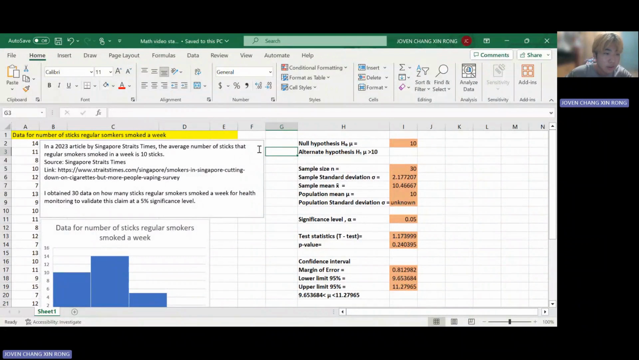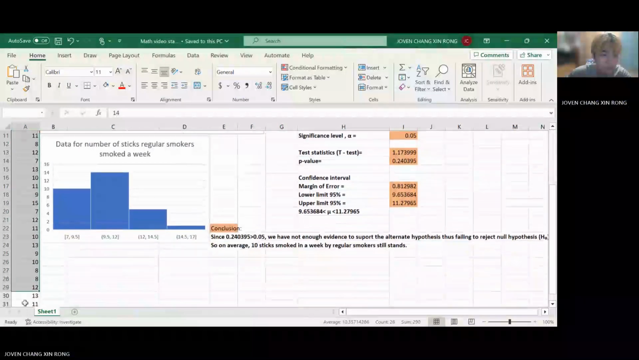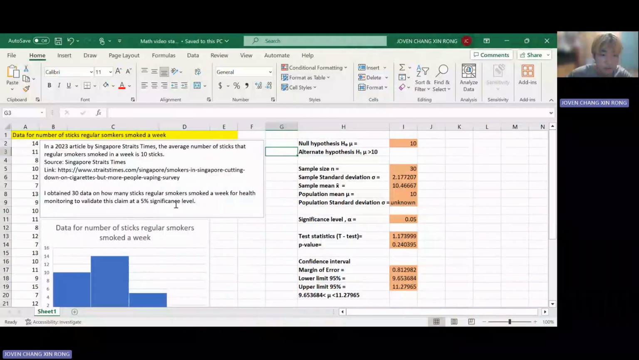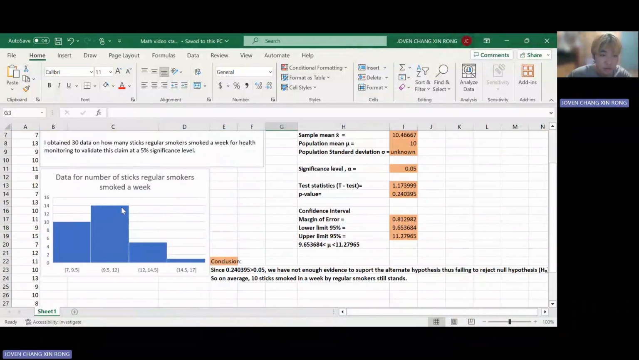According to an article by Straits Times, the average number of sticks that regular smokers smoke in a week is 10. I obtained 30 data from A2 to A31, as you can see in the Excel, on how many sticks regular smokers smoke a week for health monitoring to validate this claim at a 5% significance level. Below is a graph for the data for number of sticks regular smokers smoke a week.